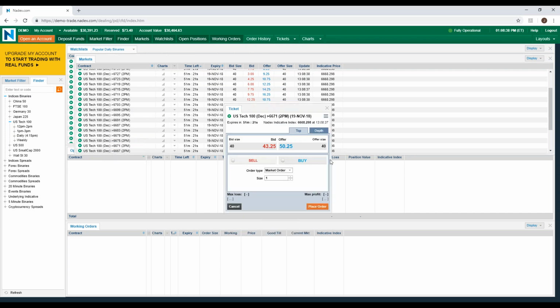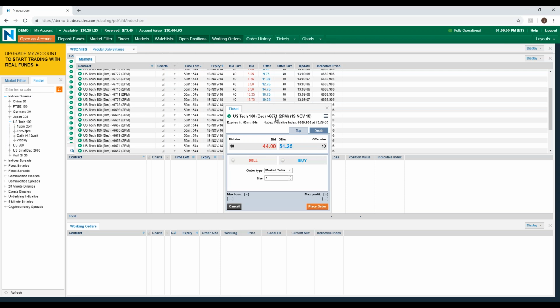This particular binary contract right here says the US Tech 100 will be greater than 6671 at 2 p.m. And it's just simply yes or no. It's binary, right? Yes, no, 0, 1, true or false. It will happen or it will not happen. If I think that statement is true, I might be interested in buying that contract. If I think it's false, I would want to sell that contract, okay?